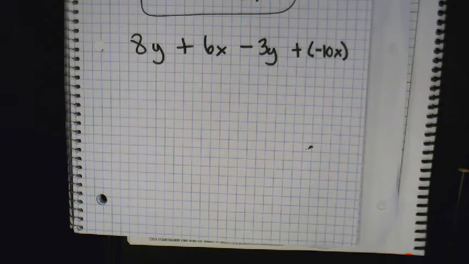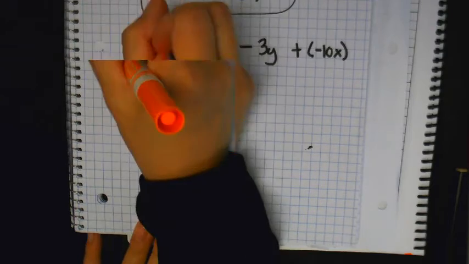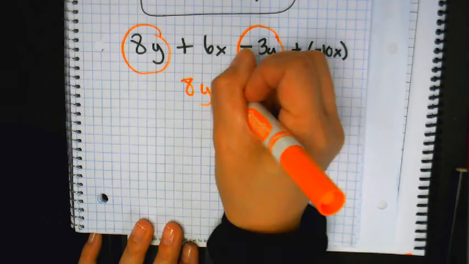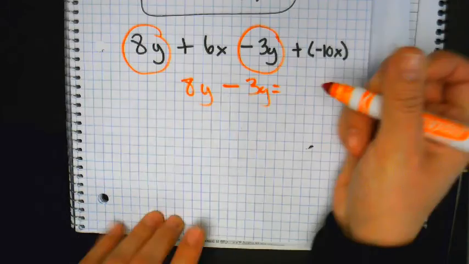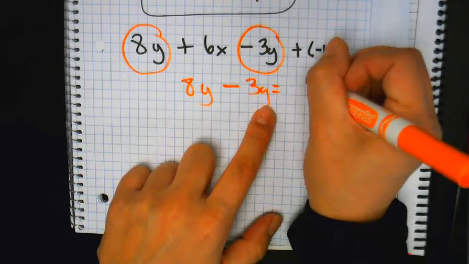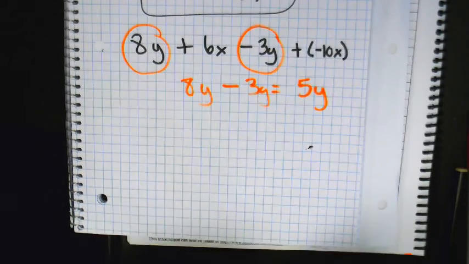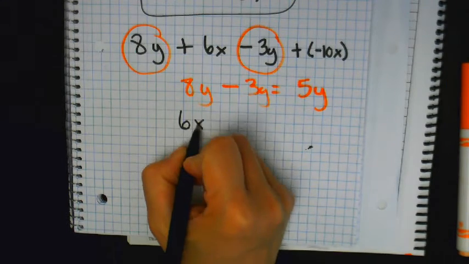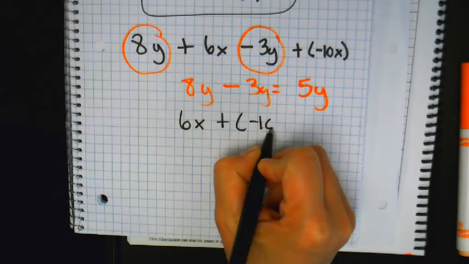I got 5y plus negative 4x. Yep. That's the answer? Yes and no. 8y minus 3y. So be careful, it is a minus. That gives you 5y. Okay? So if there's a minus, make sure you subtract. Then you have 6x plus negative 10x, right?